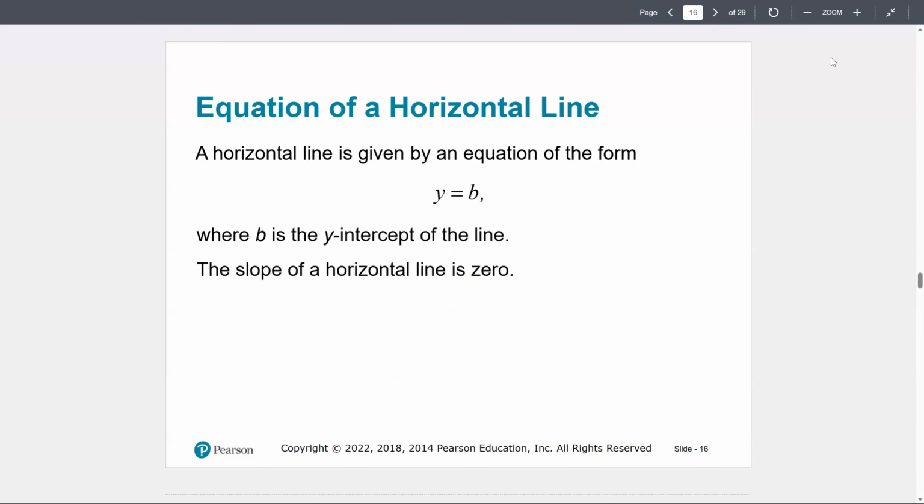All right, so we saw this earlier. We had a slope that we found that was just 0. When we have a slope that is 0, that is going to represent a horizontal line. A horizontal line is given by the equation of the form y equals b, where b is the y-intercept of the line. The slope of the horizontal line is going to be 0, which is why we don't have an m.